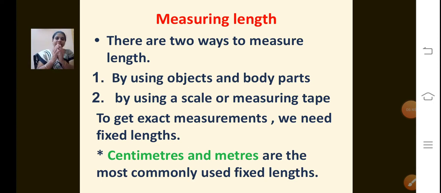Now to get the exact length, what we have to do? We are going to measure using a scale or a measuring tape. See, this is a scale. Do you have a scale with you? This is a scale, ruler. We say it as a ruler.